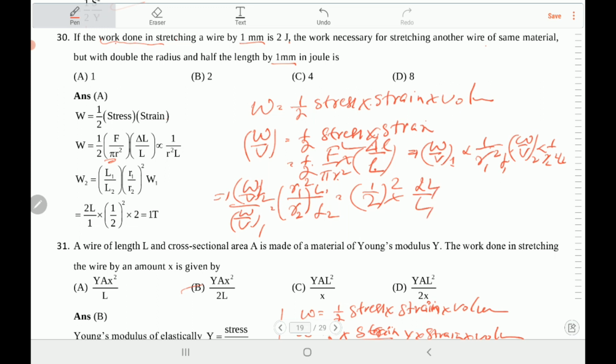Right. That's why you can easily solve and write it as 2 into 1 by 4, that's equal to around 1 by 2. Yes, that's it. Half. And you solve for work per unit volume in the second case. Half of work per unit volume in the first case. Work per unit volume in the first case is 2 joule. So half of 2 is 1 joule. That's it. It's very simple. Here, not just W, it is W by V, work per unit volume. That way you think.